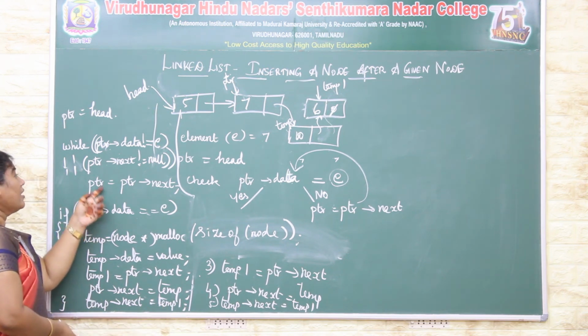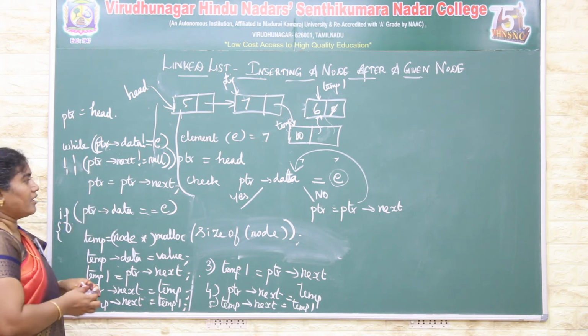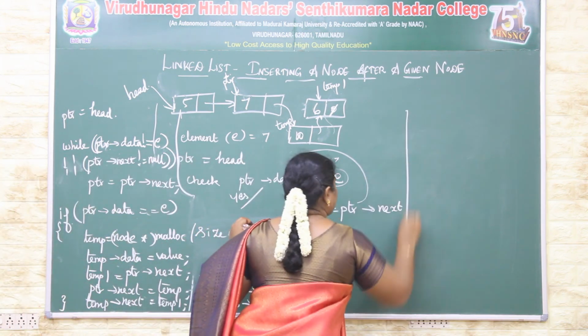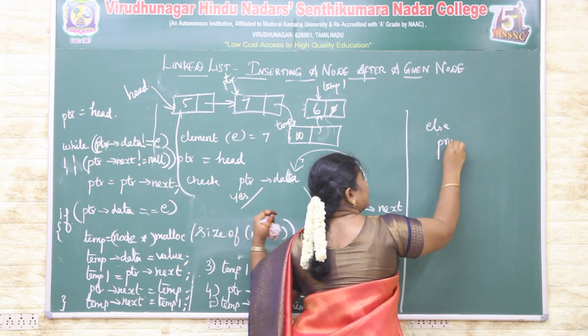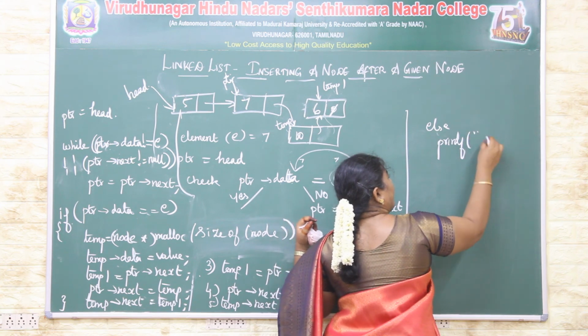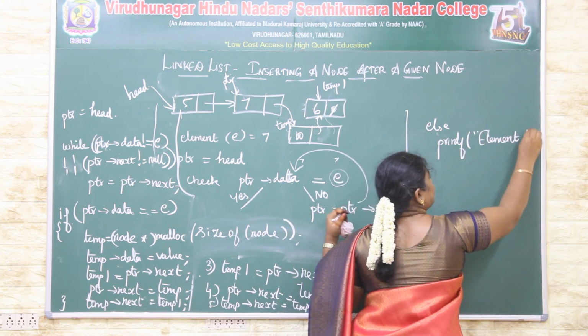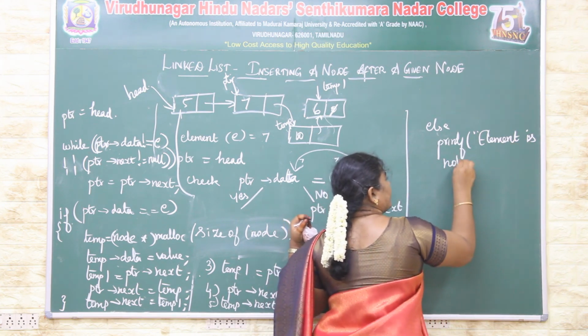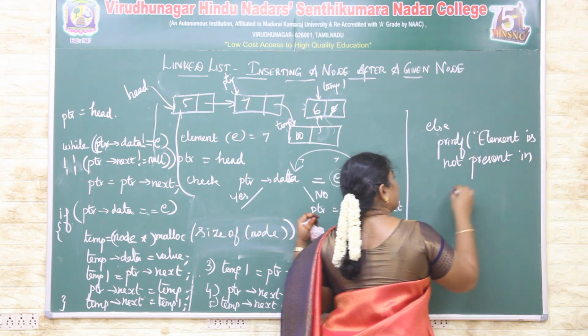If the loop stopped because of the other condition, then I can say that the particular element is not present. Else, I simply print that the element is not present in the list.